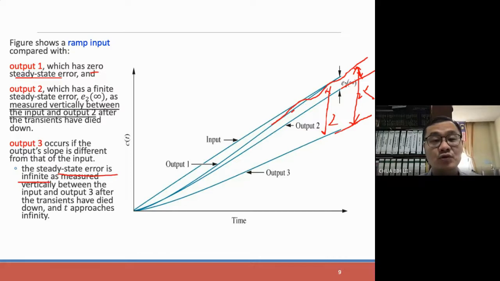So we have three types of output. The first one would be zero steady state error. The second one would be the finite steady state error, and the third one would be the infinite steady state error. So you can expect or predict these three types of steady state error depending on the system.